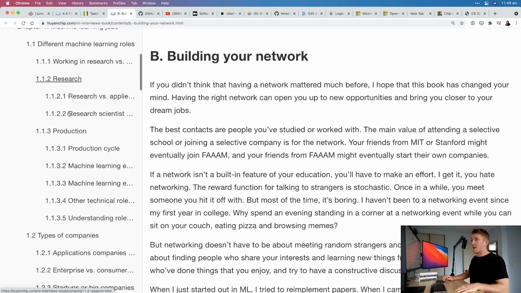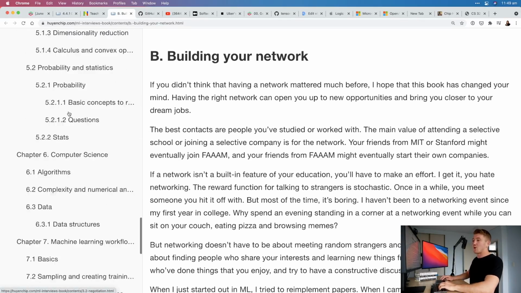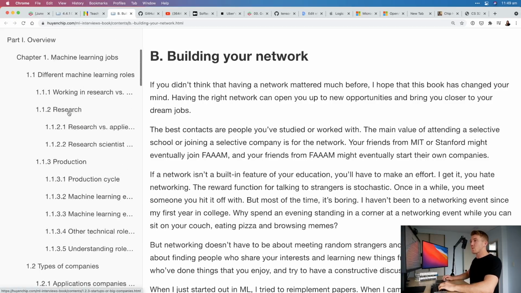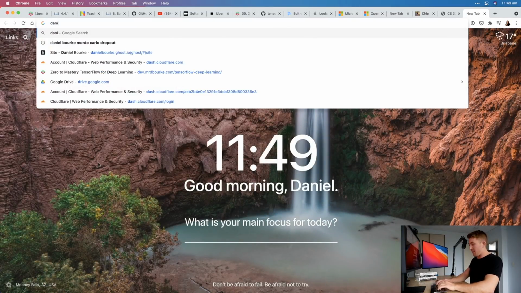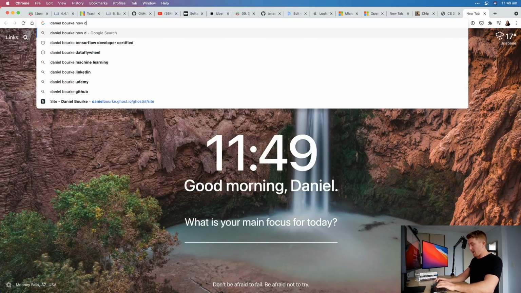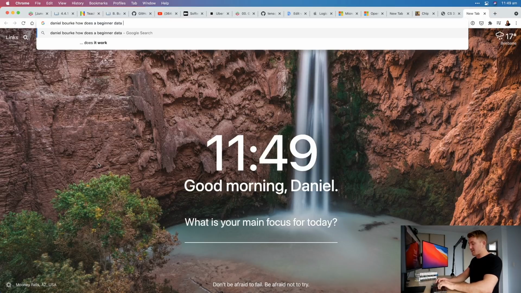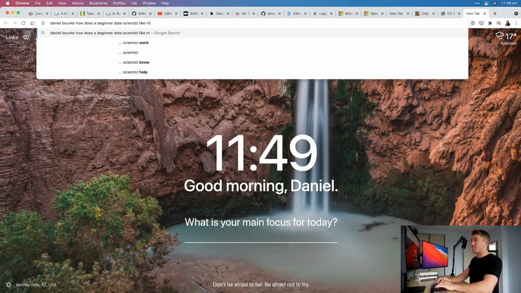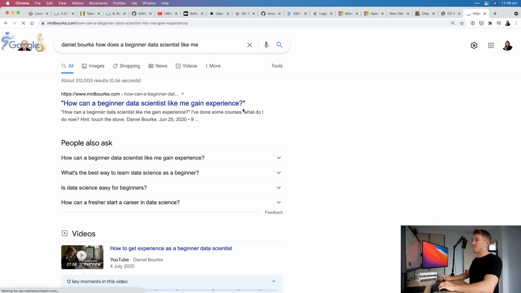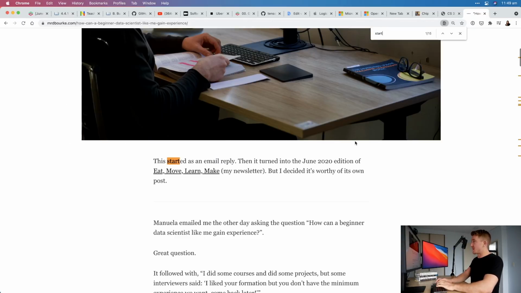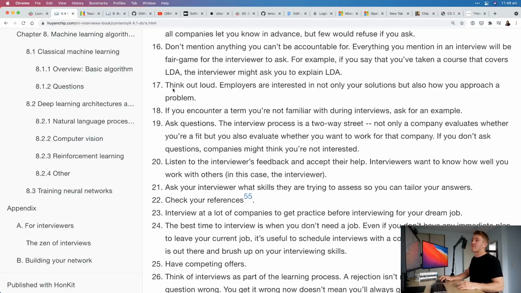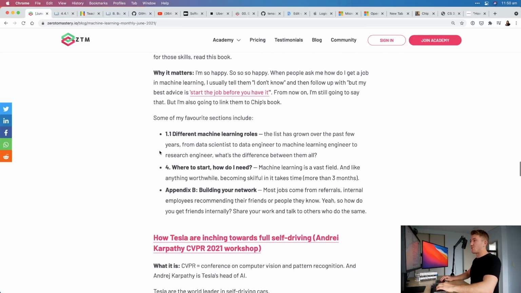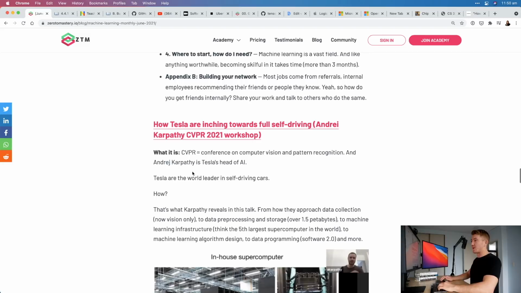So, highly, highly recommend this book. I'm now going to send it to anyone who asks the question, what should I do about getting a job? My favorite is Daniel Burke, how does a beginner data scientist like me? Yeah, here we go. My favorite is, I always say this one, start the job before you have it. Right, that's my best piece of advice. I'm now going to say that along with this book. So go check that out. Thank you, Chip, for creating the amazing work that you do.